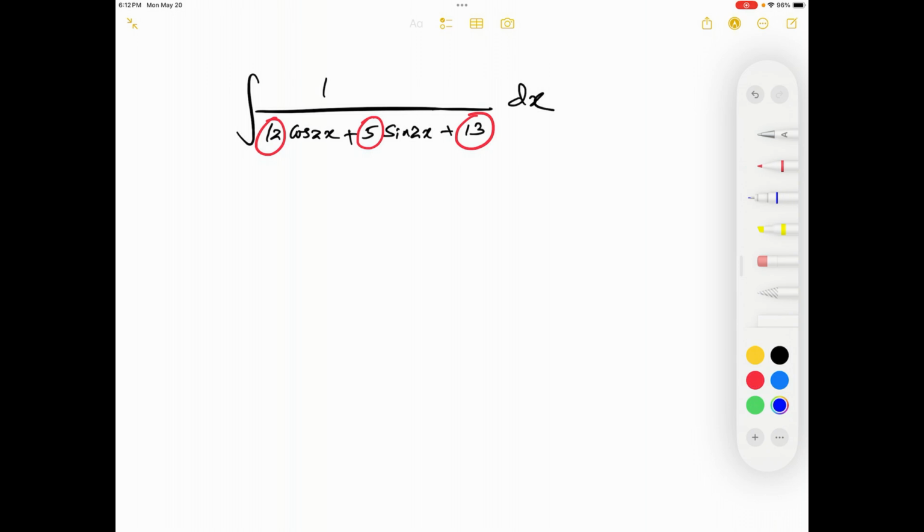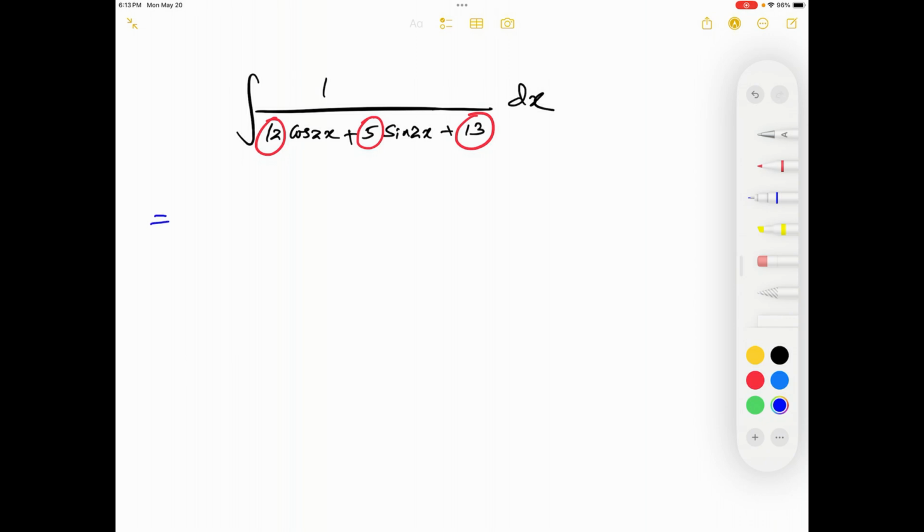Alright, to answer this question without using the trig substitutions, first of all, identify the numbers as from a Pythagorean triple. Since these numbers 12, 5 and 13 are from a Pythagorean triple, I'm going to divide both numerator and denominator by 13. Remember, 12 squared plus 5 squared is equal to 13 squared. I'm going to divide both the numerator and the denominator by 13.